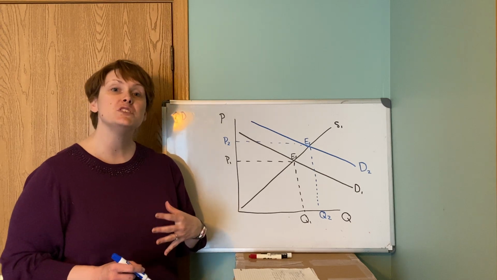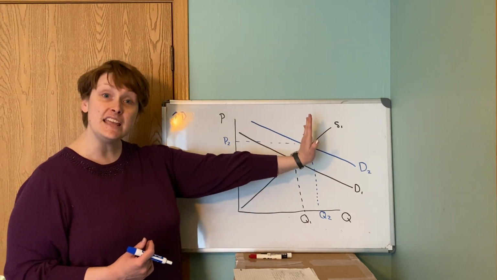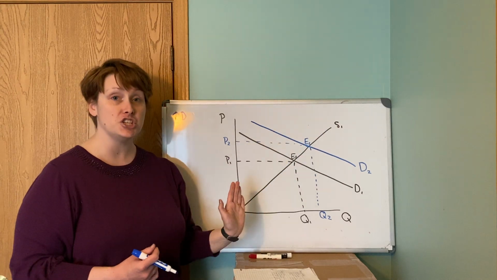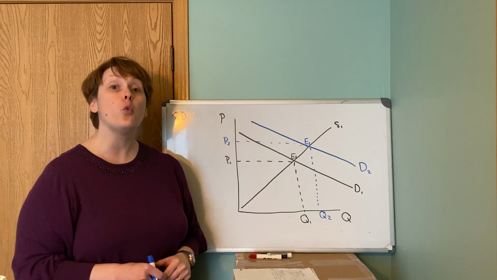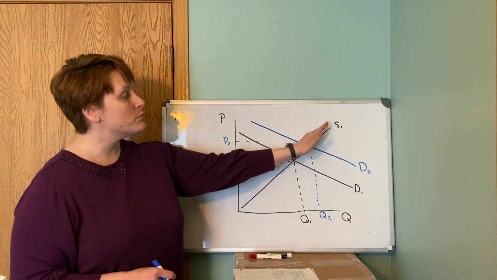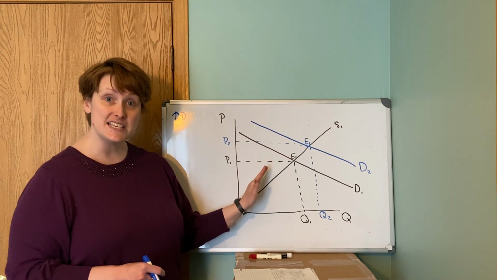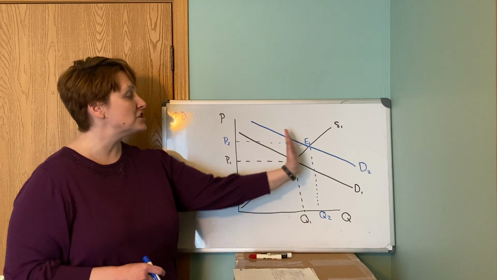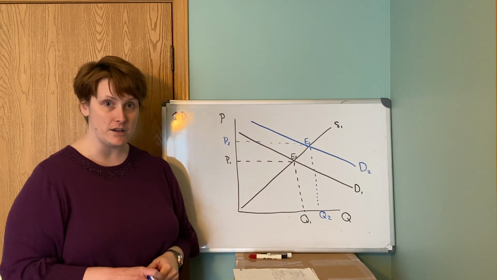Now, the way that we would say this is we would say that our demand increased because our curve actually shifted, but our quantity supplied increased. Remember that when we're moving along a curve, it's a change in quantity supplied, versus when we're actually shifting that curve, as we call a shift in demand.